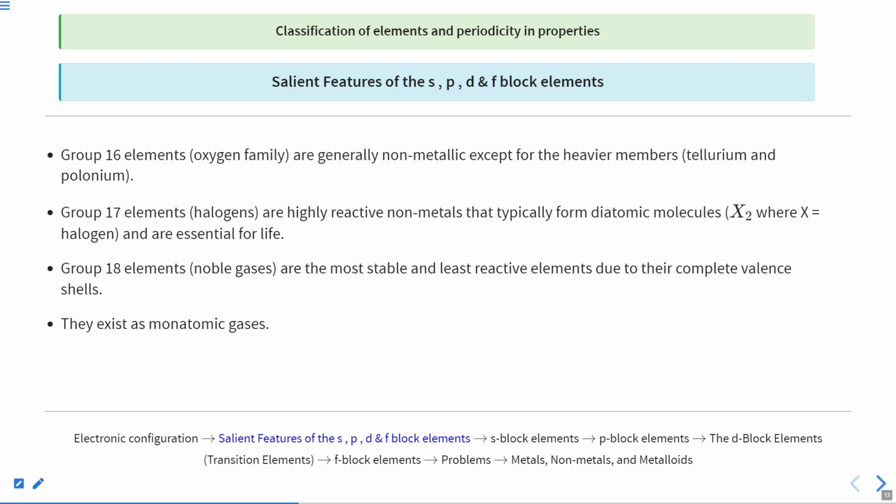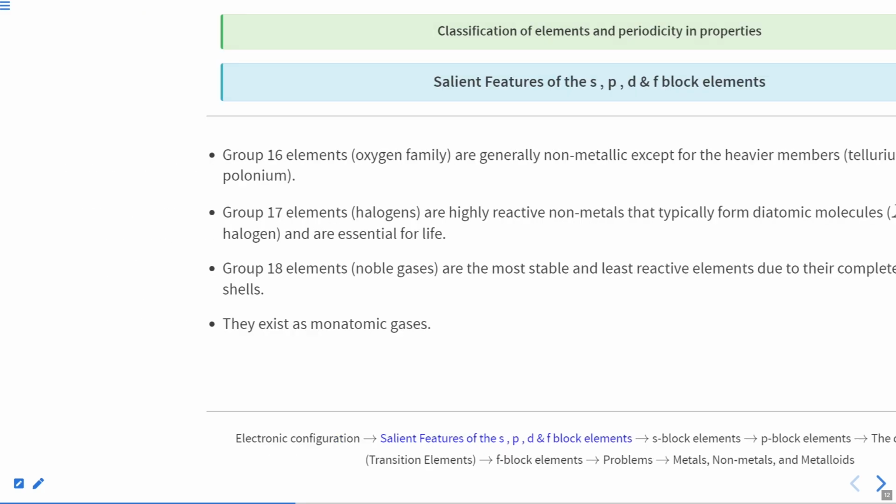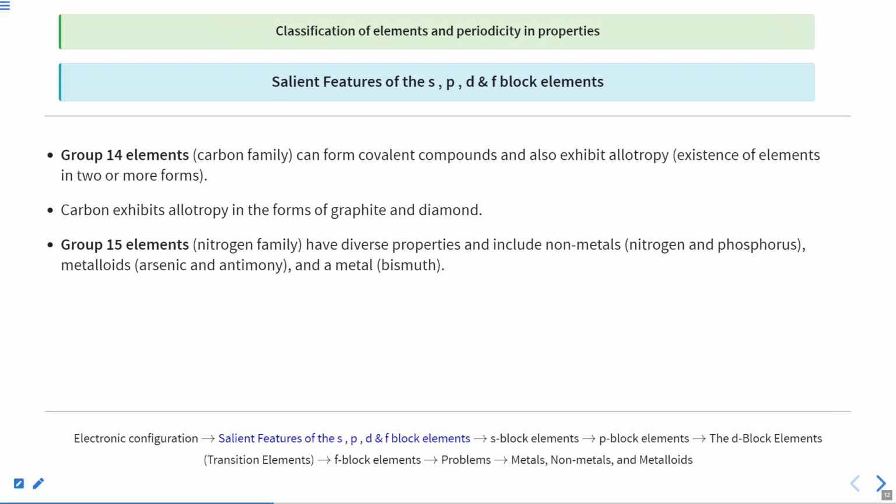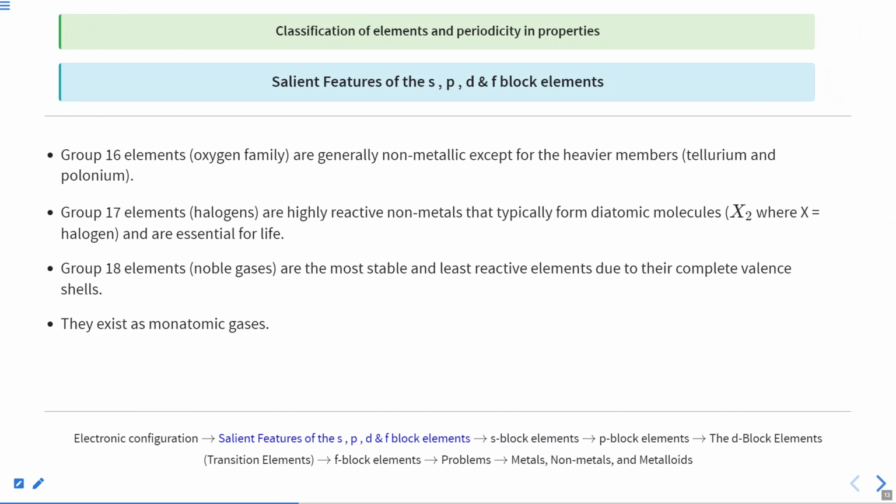Group 17 elements are highly reactive non-metals that typically form diatomic molecules. We know them. They are chlorine, fluorine, bromine, and iodine. They all are under group 17 elements. They are called halogens. So first we have the boron family, then the nitrogen family, then the oxygen or chalcogen family, then we have the halogens. So they are very reactive. Why? Because upon gaining one electron, they attain noble gas configuration.